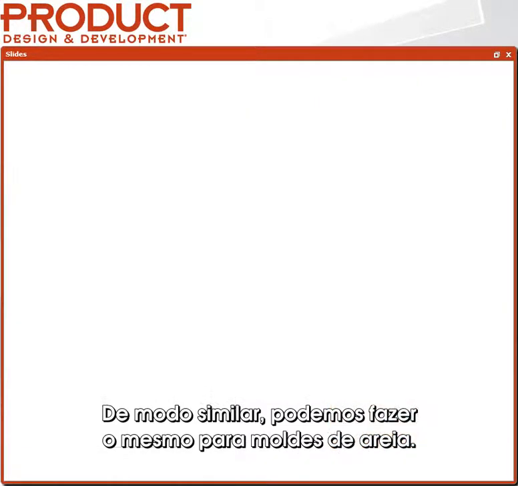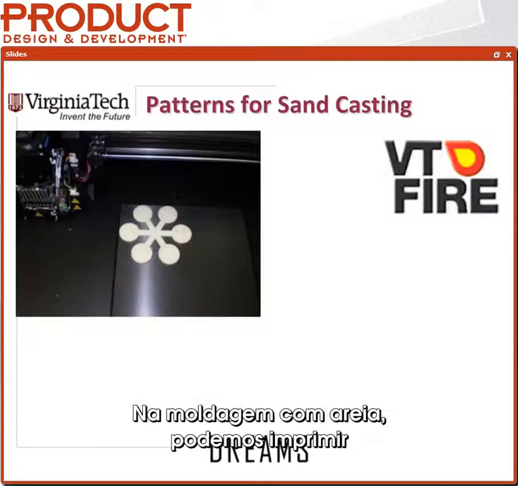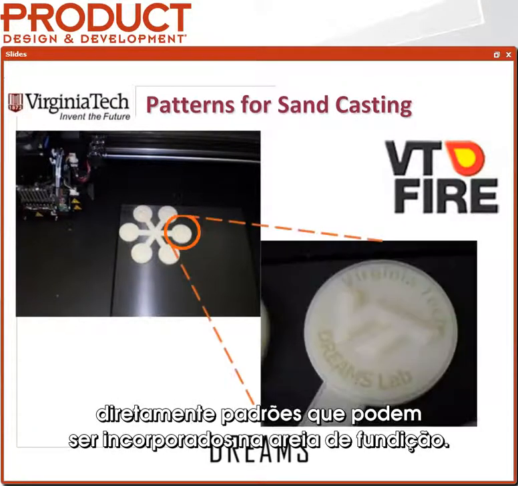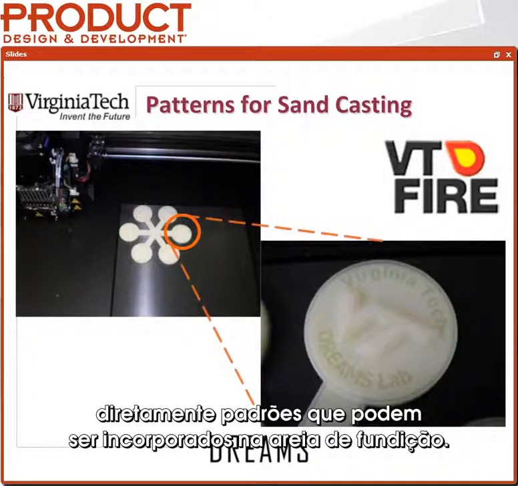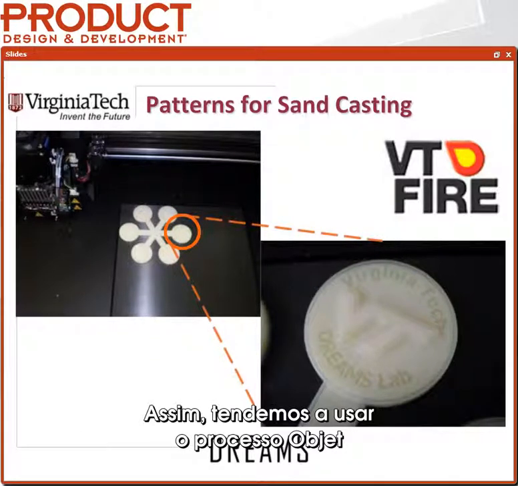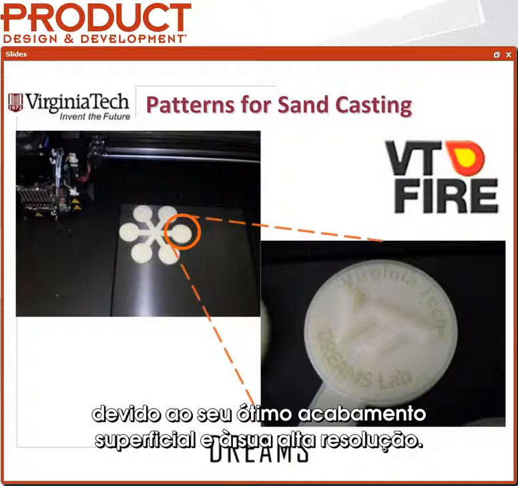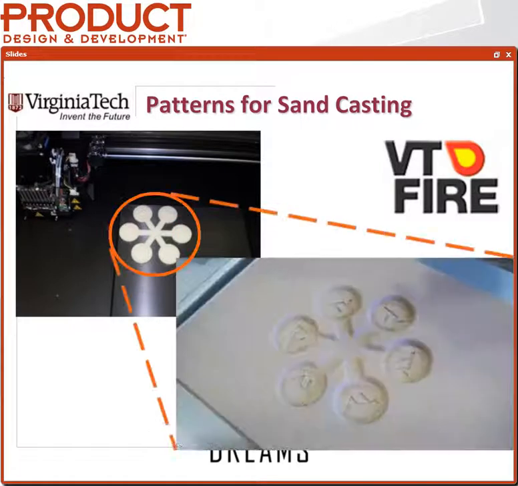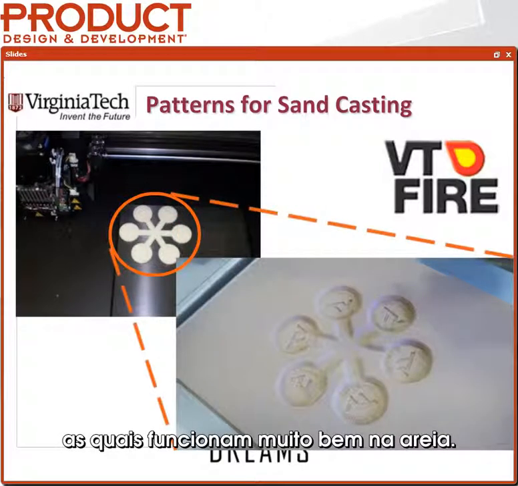Similarly, we can do the same thing in sand casting, and in sand casting we can print patterns directly that we can then embed into foundry sand. So again, we tend to use the object process here because of its high quality surface finish and its high resolution. We're able to make some very small lettering, which translates very nicely into sand.